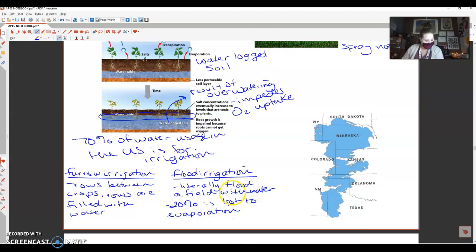Okay? The last one is, I'm going to go up here at the top, it's called drip irrigation. All right, with drip irrigation, it uses hoses with holes in it, basically. So it uses perforated, that means holes, uses perforated hoses to release small amounts of water.